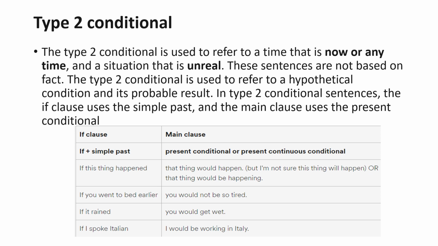So if you went to bed earlier, you would not be so tired. If it rained, you would get wet. If I spoke Italian, I would be working in Italy.